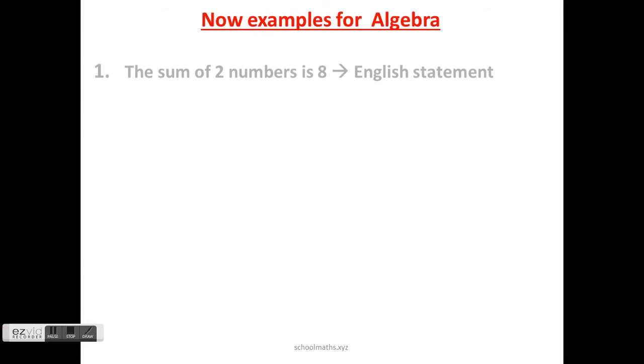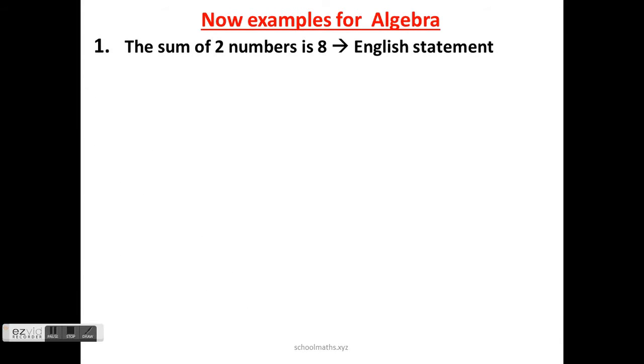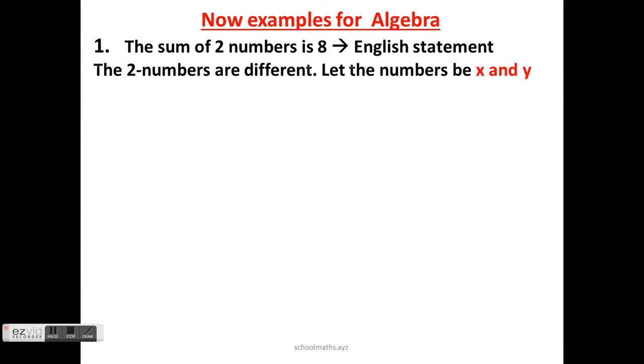Now we will go to equations. The sum of two numbers is 8. This is the given statement. The two numbers are different, so let the numbers be x and y. Sum is 8, so the equation is x plus y equal to 8. That is the equation for this statement.